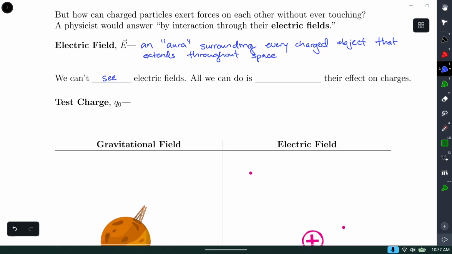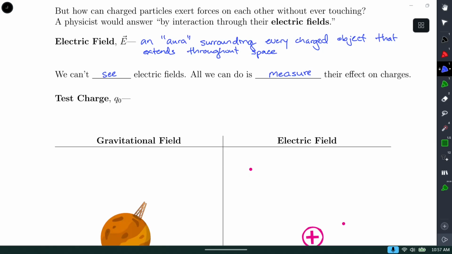What we can do is hold a charge up in a space where we suspect one of these electric fields to exist, and we see what happens to that charge. So we measure the effect of this field on a charge, and that's how we know it's a real thing. That's where it becomes not so mystical: you see something happen to a charge if you put it into a place where an electric field is present.